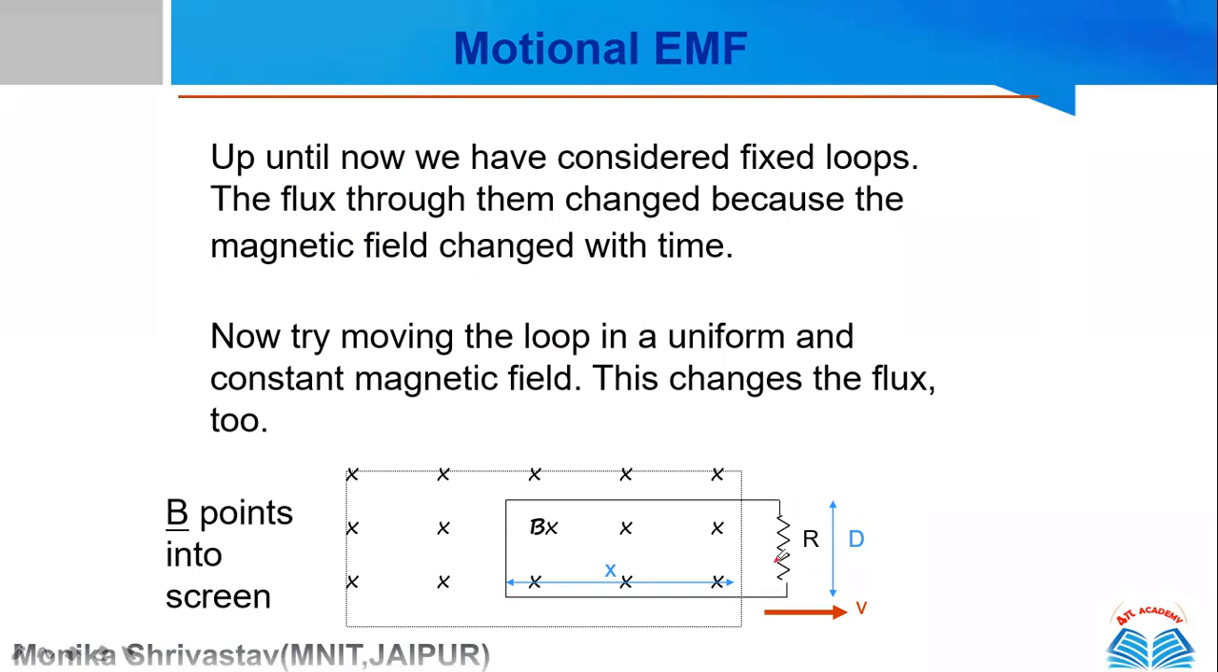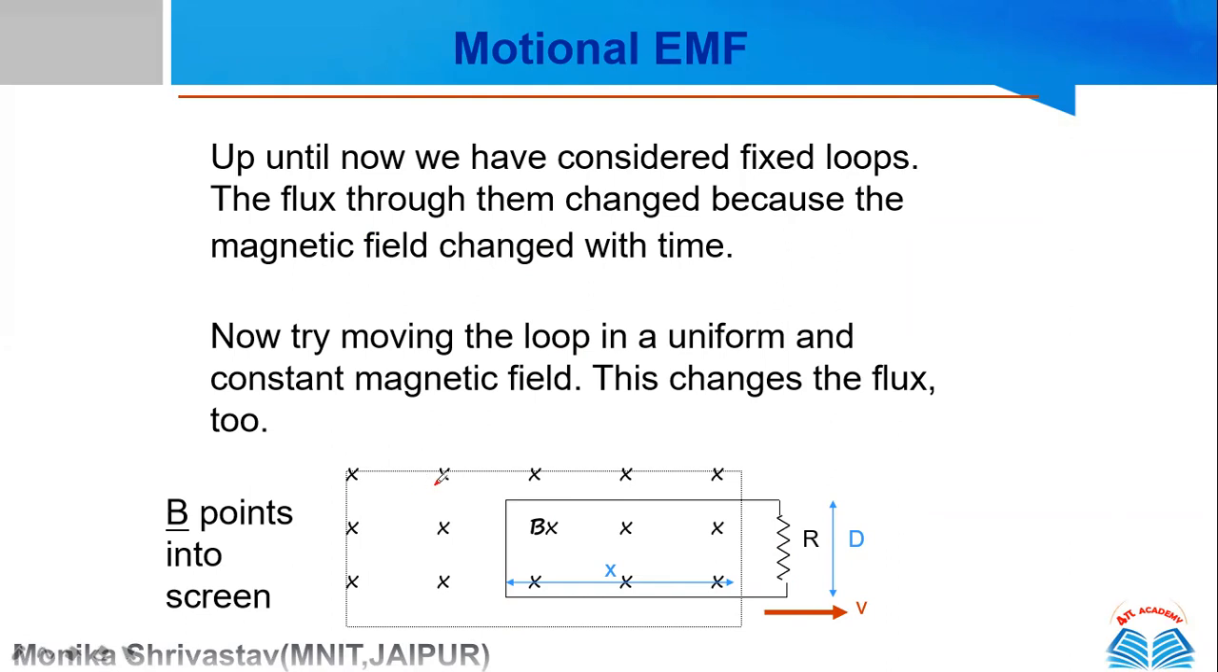This is our coil. Okay, it is in rectangular format now, and we are moving this coil in a uniform magnetic field. Like I am pulling it here and then pushing it here, then pulling it here, then pushing it here. So the velocity of this coil is V. The thickness, or breadth, is D. Okay, and here is the resistance. We will not study this resistance now, but the basic is the direction of magnetic field.